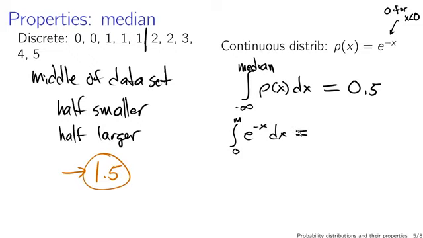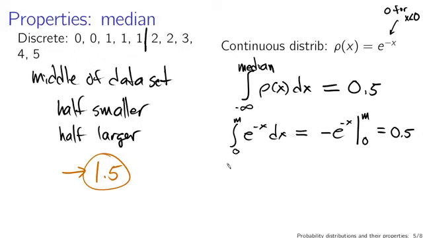So if you do this integral, you know the integral of e to the minus x is minus e to the minus x. Hopefully. If you don't, you need to review some calculus. There will be a lot of integrals like this in quantum mechanics, evaluated between 0 and m, and that has to be equal to 0.5.